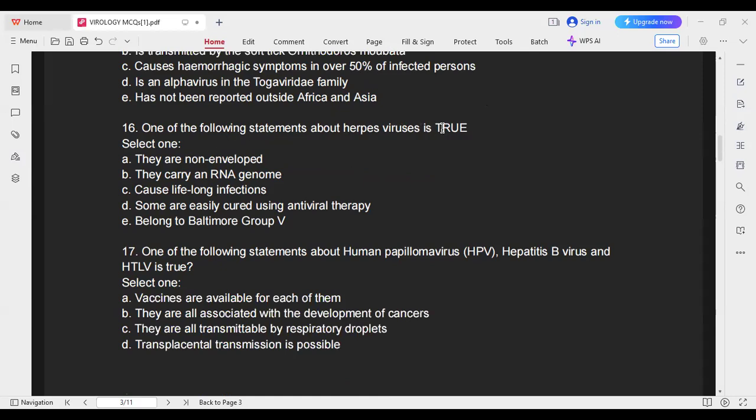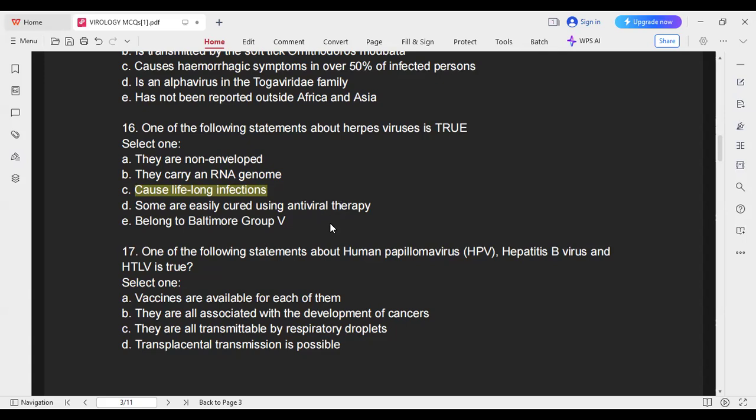One of the following statements about herpes virus is true. Select one. C, good. It causes lifelong infections. So let's eliminate number A. Non-enveloped. We know herpes is enveloped. Carries an RNA genome. No, it carries double-stranded DNA. Some are easily cured using antiviral therapy. We said antiviral therapy like acyclovir doesn't really cure, but it is used to manage. You can never cure herpes virus because we know that it stays latent. And then when you're in an immunocompromised state, it becomes reactivated.